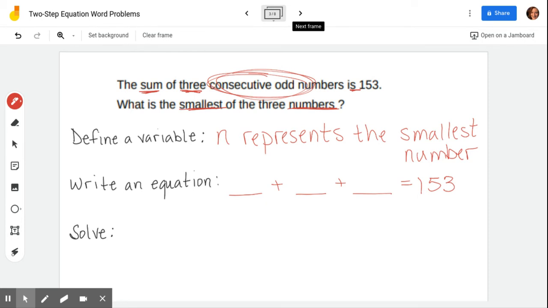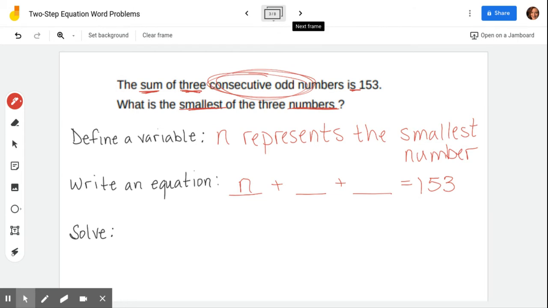Okay. So I'm adding 3 numbers. I know that the smallest number I'm using n. I'm going to go ahead and just write that down because there's my smallest number. I have to figure out what the rest of this means, though. So consecutive. Consecutive means in a row. So 3, 4, 5, 8, 9, 10, 13, 14, 15. But consecutive odd would mean odd numbers that go in a row. So not 3, 4, 5, but 3, 5, 7. Not 7, 8, 9, but 7, 9, 11.